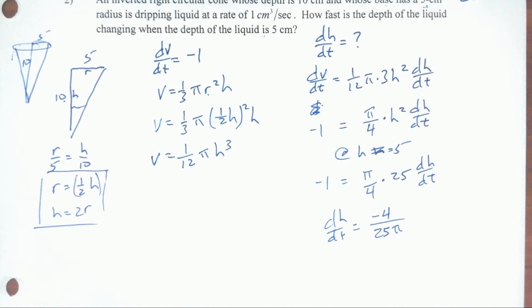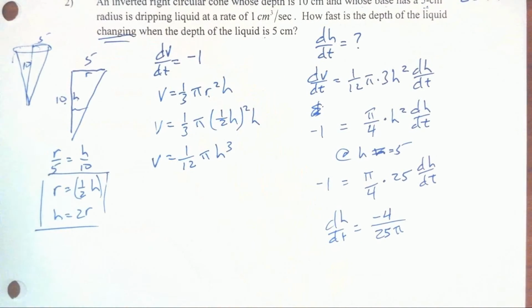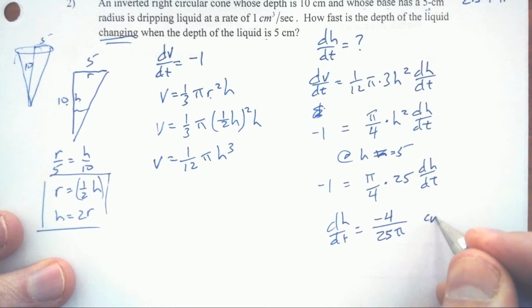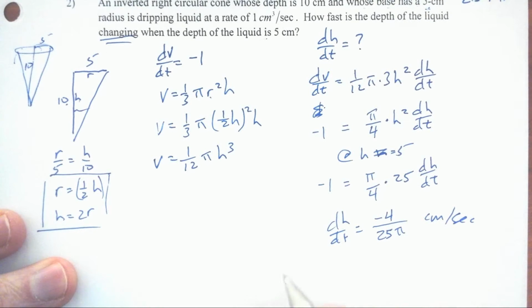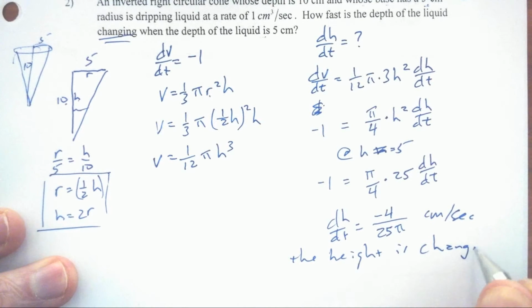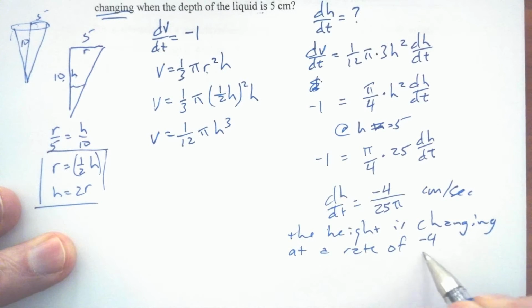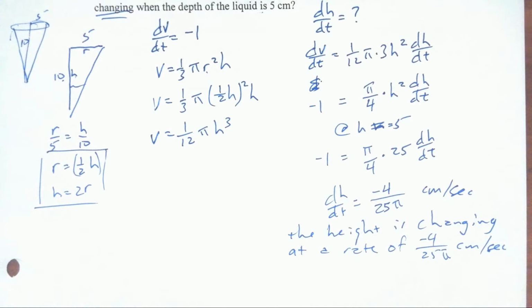Let's answer the question. How fast is the depth of the liquid changing? Changing. So if I'm going to answer changing, then I'm going to answer with the negative. Perhaps we could say that the depth is falling at a rate of 4 on 25 pi centimeters per second. But if I'm going to answer the question the way it's asked, I'm going to say the height is changing at a rate of -4 on 25 pi centimeters per second. I think it's a really, really good idea to restate the question. Okay, let's continue on to the next page.